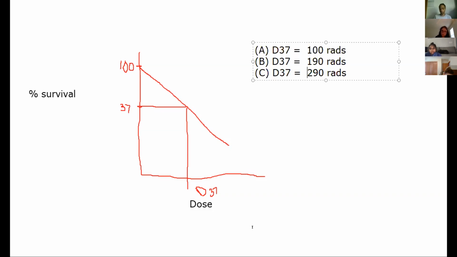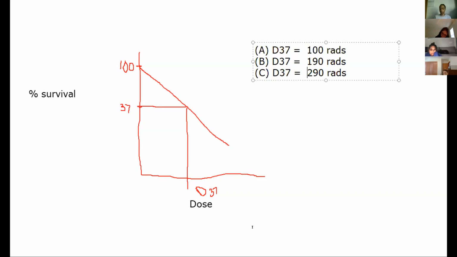So just in general, A should have the lowest D sub 37, because in a sensitive population, it takes less radiation to kill a target. So curve A had the lowest D sub 37, indicating it's the most sensitive. Does that match our general observation? Yes, it does. We said curve C would be most resistant.